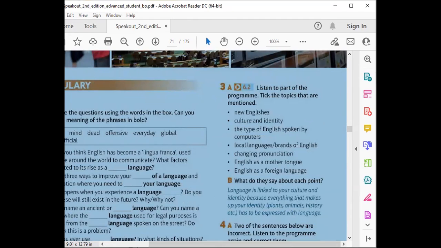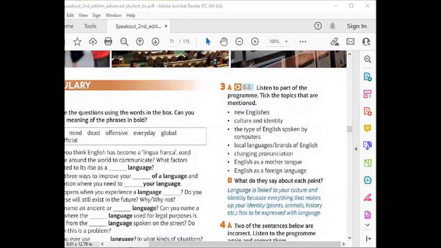All right, so now let's check which topics they said in the recording. All of them except the third one and the fifth, I think. One by one: first they said the new Englishes, and they said culture and identity as well. What about the types of Englishes spoken by computers? No, we didn't hear that. Local languages? Yes. Changing pronunciation? No.